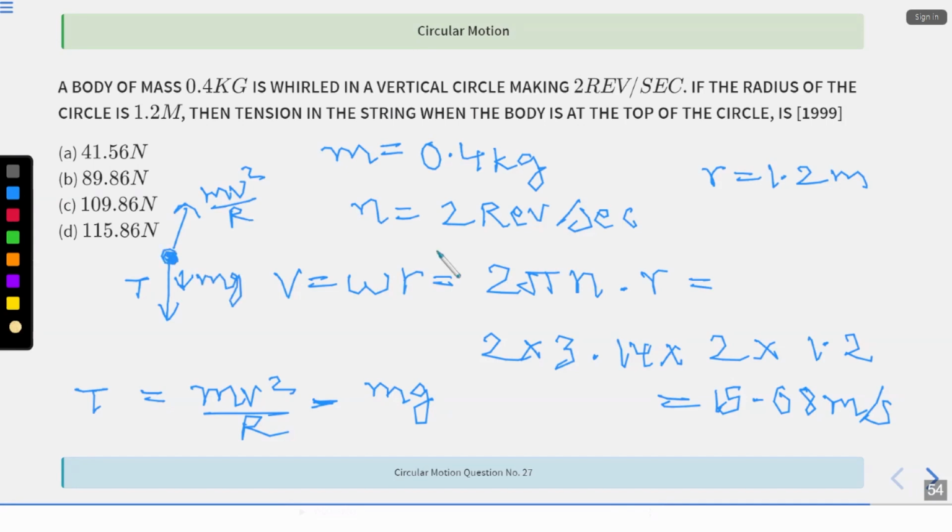Okay, so basically from here you will get, this is the free body diagram for this. So you get this, substitute the values and then you'll get it as 41.56 Newton to be your answer. And that is our option A.